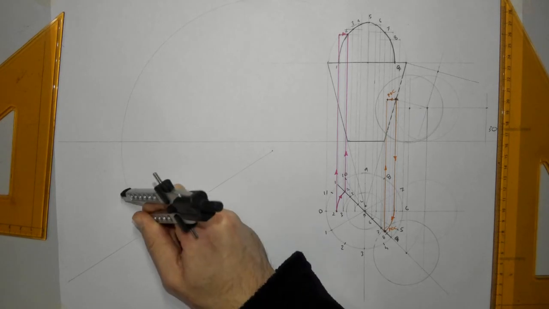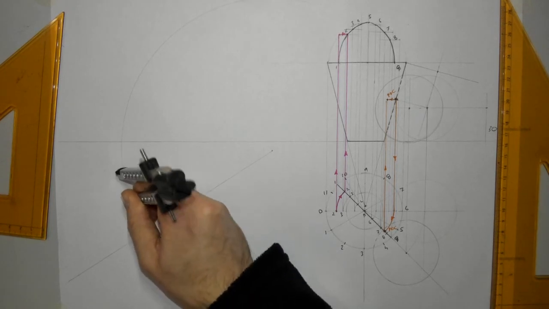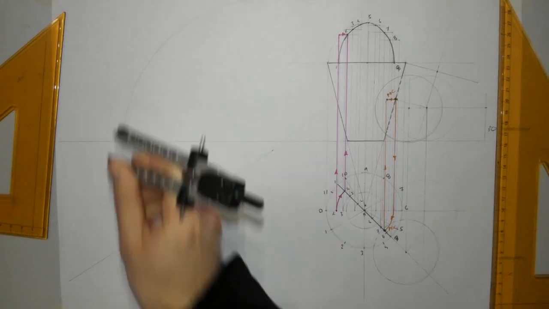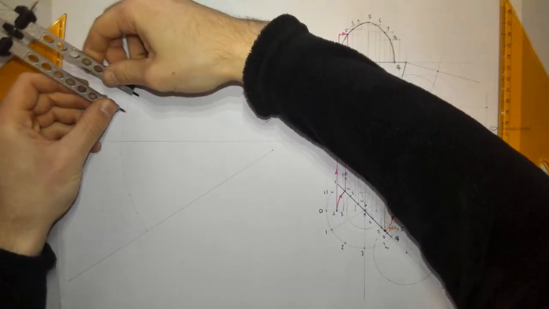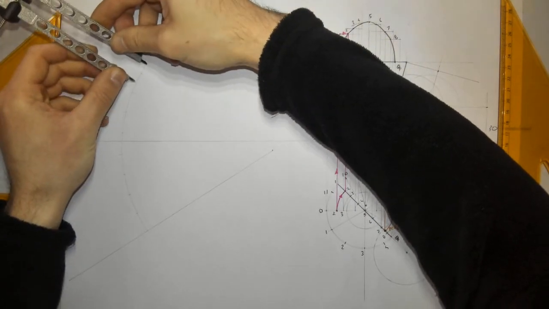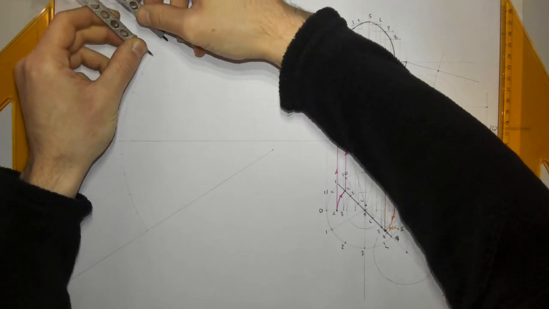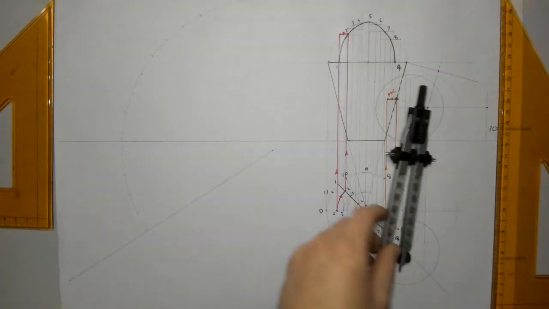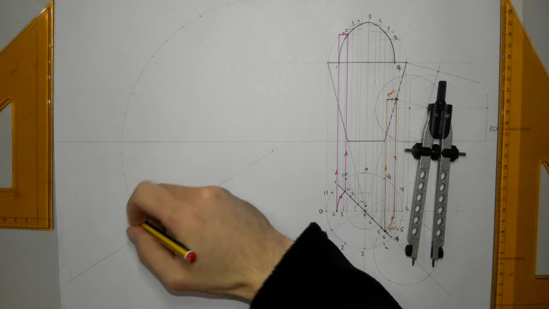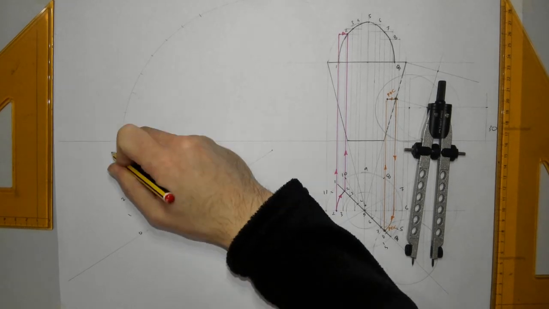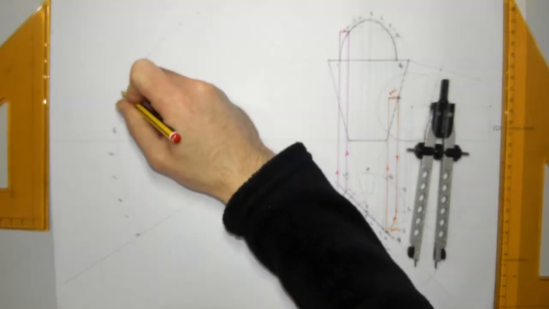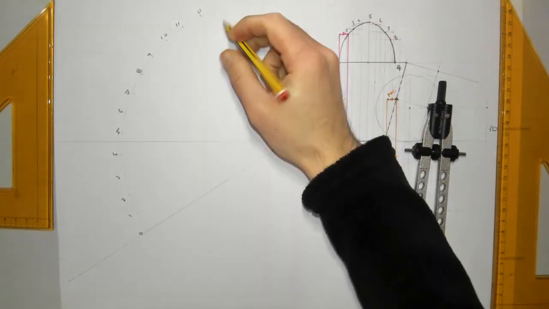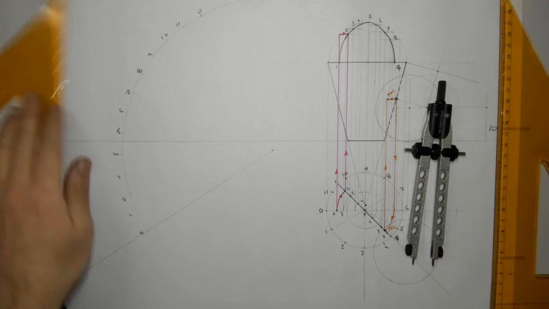So 0 to 1, 1 to 2, 2 to 3, 3 to 4, 4 to 5, 5 to 6, 6 to 7, 7 to 8, 8 to 9, 9 to 10, 10 to 11, and then finally 11 back to 0. And just mark them out. So 0, 1, 2, 3. So 0 will eventually connect back to 0.